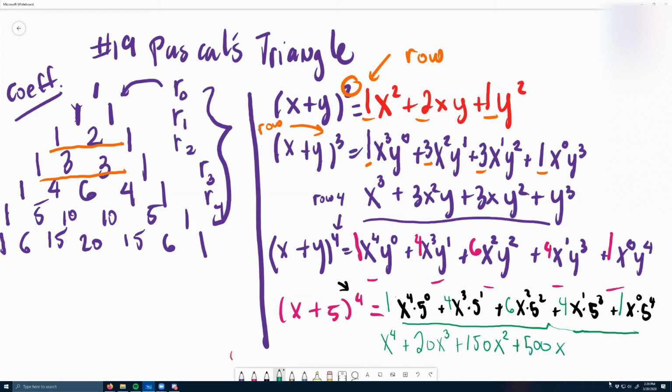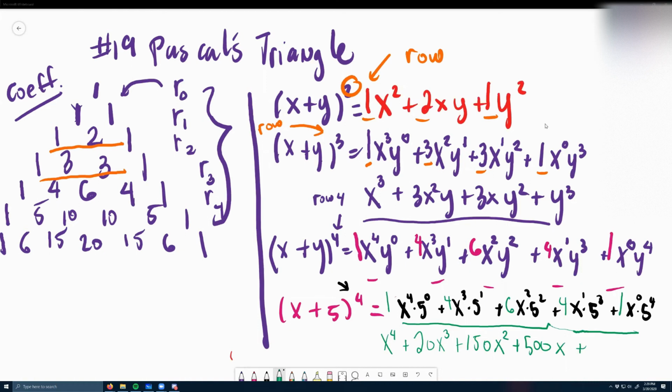X to the first power plus, this is just 5 to the fourth power. I don't know what 5 to the fourth power is. Alexa, what is 5 to the fourth power? 5 to the power of 4 is 625.